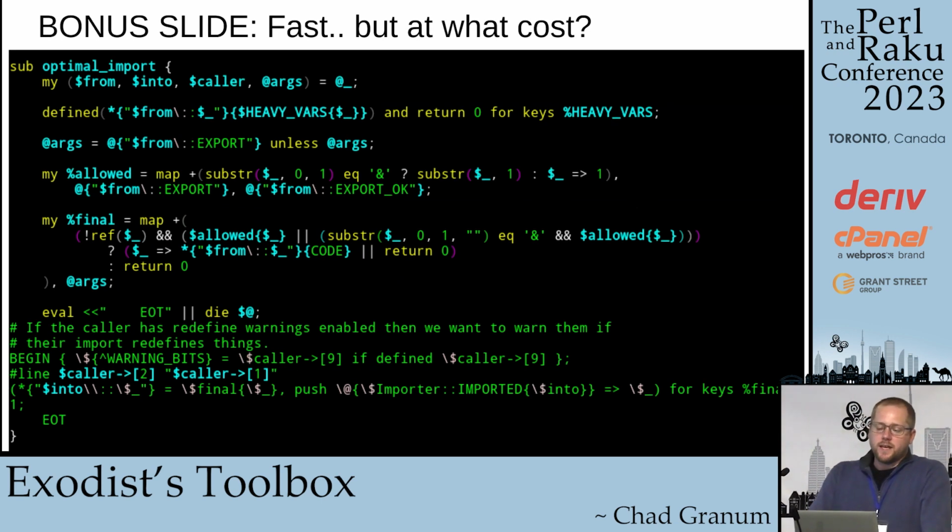Bonus slide. Importer.pm is extremely fast. In fact, it is faster than Exporter.pm doing the exact same job. But in order to get it that fast, I had to write this mess. This was done using the profiler to find out exactly what things were slow and using really nasty language tricks to speed them up. So I'm half proud of this code and half disgusted by it.